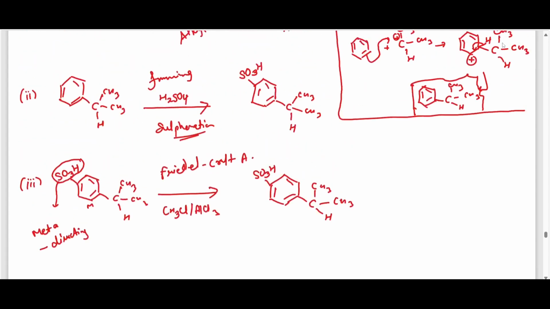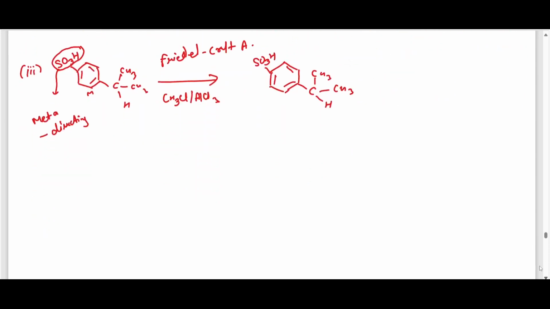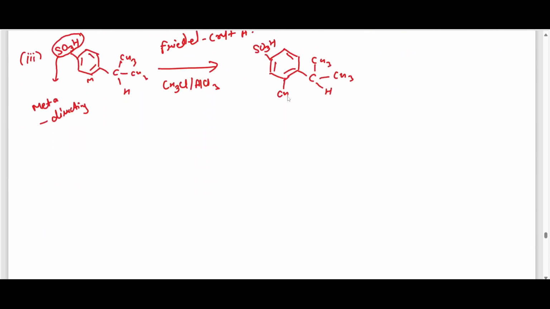Now, if you can see, in the case of sulfonation, it occurred at this side because this side is a hindered position. Okay, so it will take place at para to the isobutyl group. So the methyl group will be generated at this position.